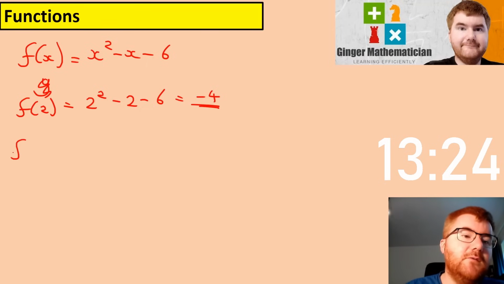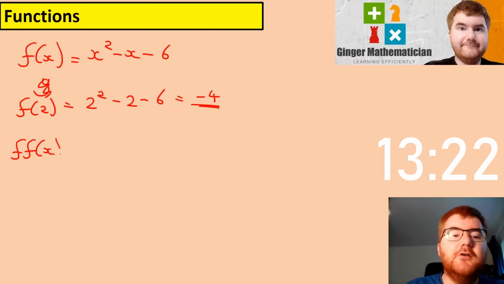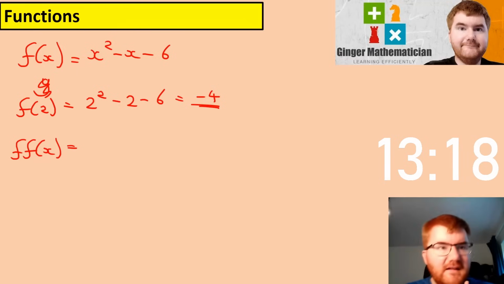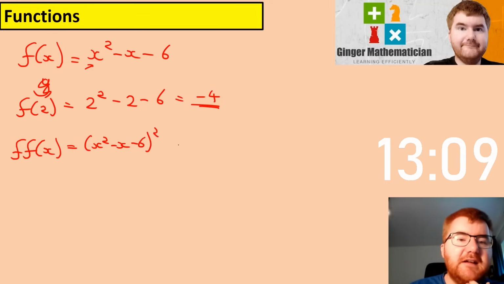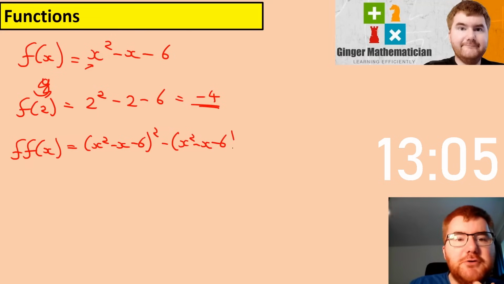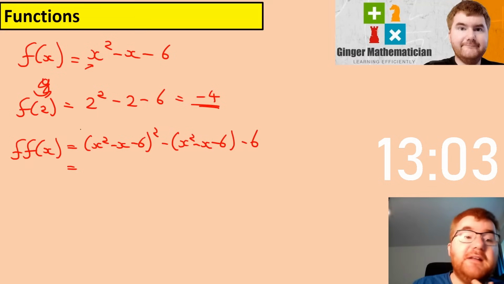If they ask you to work out f of f of x, so a composite function, then wherever we see an x, we put the initial function. So in this one, we replace the entire x with the function, and then with this x, we replace it with the entire function. So a bit Inception-like, and then we just expand out the brackets.